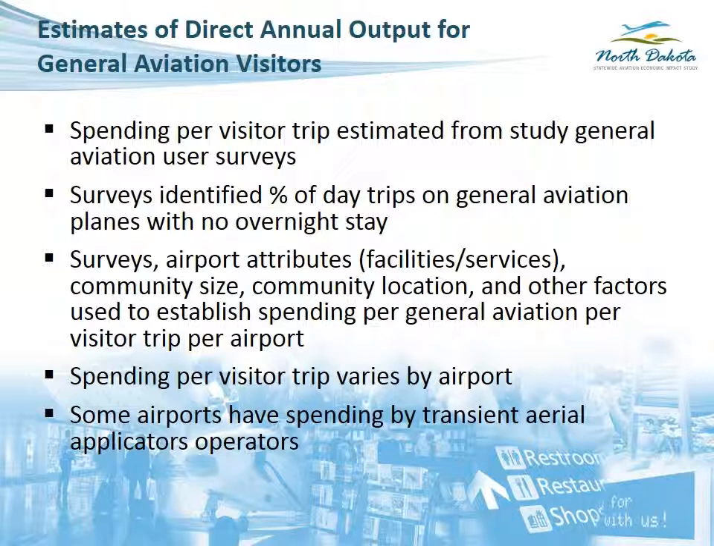General aviation visitor spending patterns used in the study considered all of the following: survey results, the airport's attributes, which include facilities and services. More developed airports tend to have visitors who stay longer and spend more. The size and the location of the community the airport serves were also considered to establish visitor spending patterns. Some study airports also have transient aerial applicators who come to the community to operate for several months each year. Local spending for lodging and food for these applicators was included in the visitor spending category.